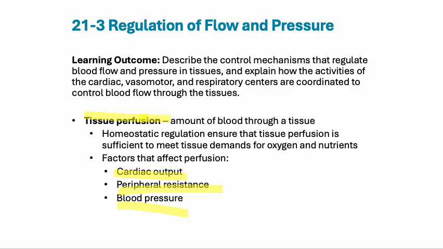Factors that affect this perfusion are the cardiac output, peripheral resistance, and blood pressure. So how do we affect tissue perfusion? Basically, perfusion is the flow of blood to the tissues, right?